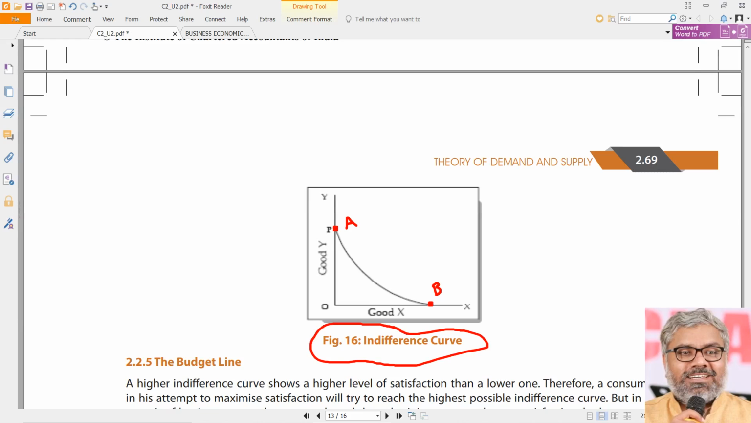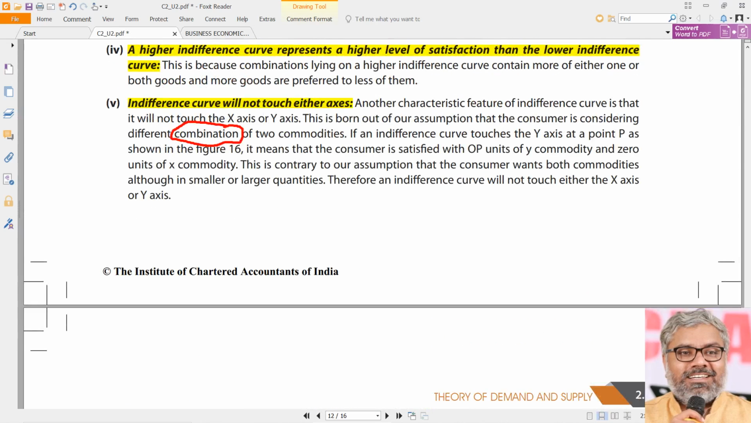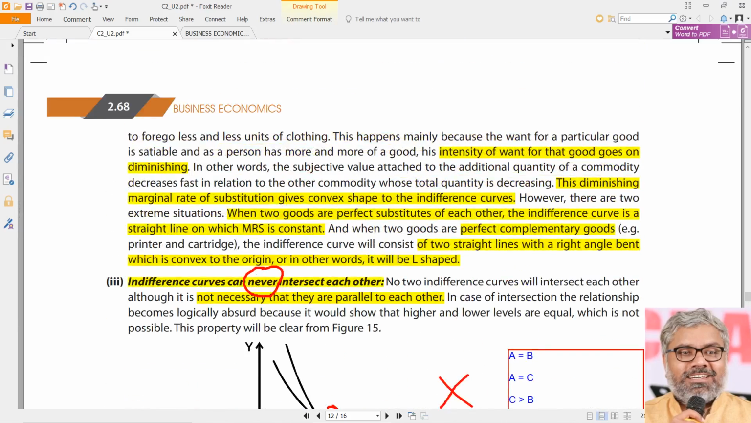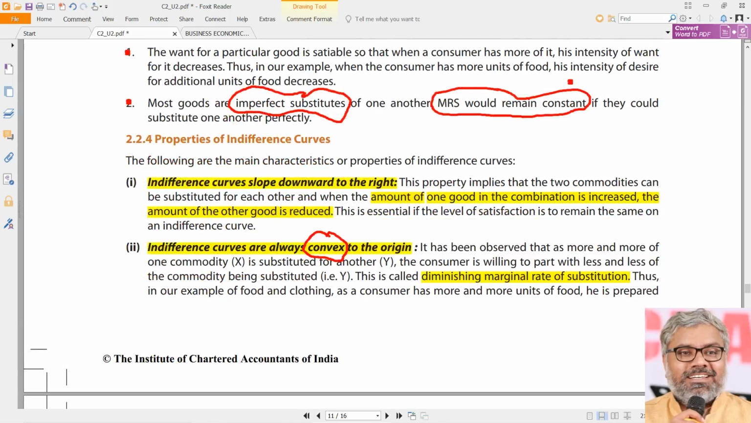One of the commodities is on the x-axis and the other commodity is on the y-axis, and the quantity of consumption of each commodity is drawn as an indifference curve. So the consumption of any one of those commodities cannot be 0. If it is 0, we don't call it an indifference curve. That is why an indifference curve cannot touch either of the axes. That is point number 5. These are very important characteristics of indifference curve analysis.